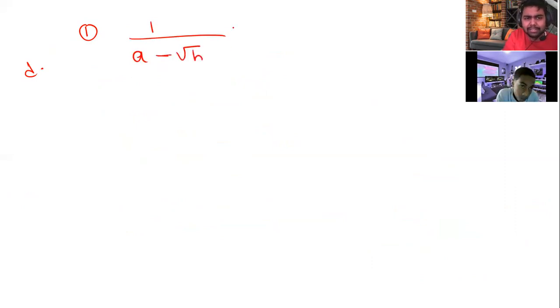There are many cases. There is case number 1. If I have 1 over a minus root b, so the formula would be: a and root b would be there, but the sign would be opposite. Here we would be having plus and plus. This is the rule.